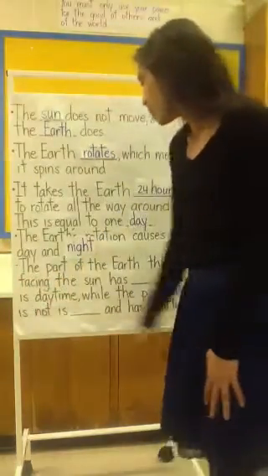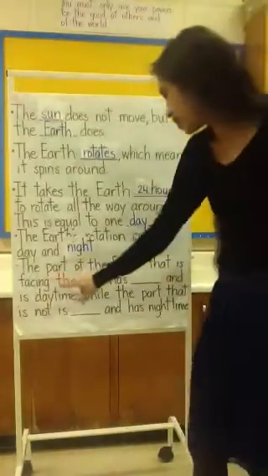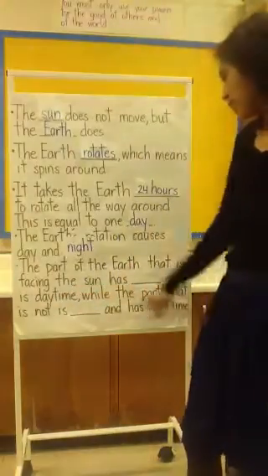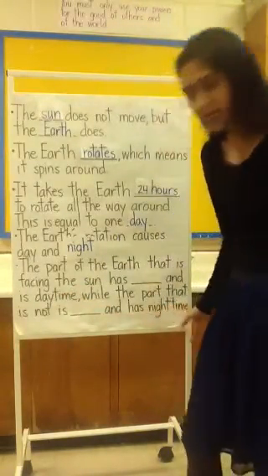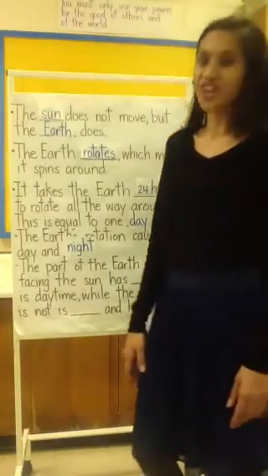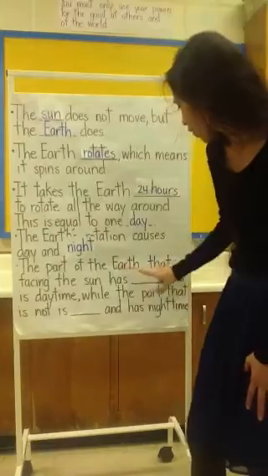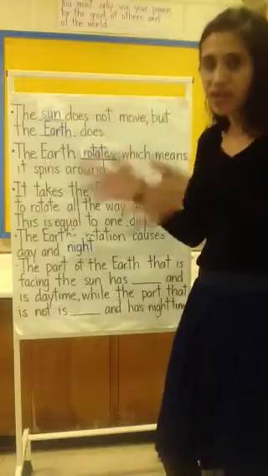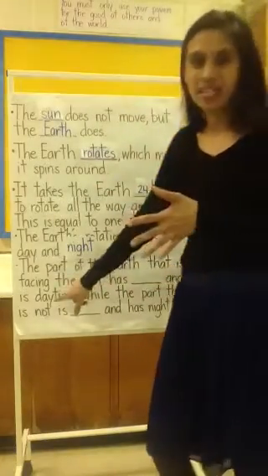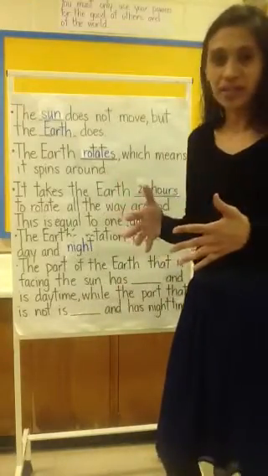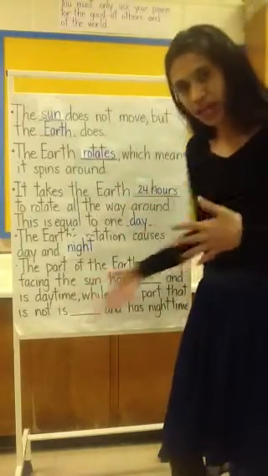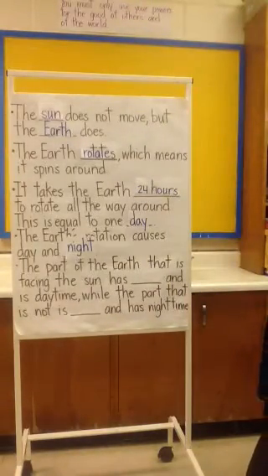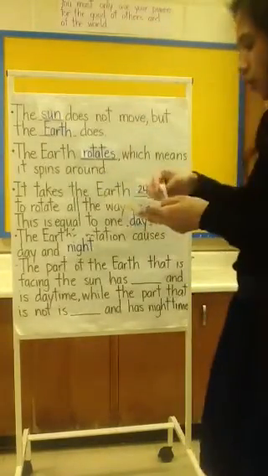We are almost done. The part of the Earth that is facing the sun has blank and is daytime, while the part that is not is blank and has nighttime. That was a long sentence. I'll read that one again. The part of the Earth that is facing the sun has blank. So think about that. The part of the Earth that's looking at the sun. What does that part have? And it's daytime. While the part that's not facing the sun, the other side, is what? And it's nighttime. So I have 2 last words. Hope you remember the last 2 words that we have. We have dark and light, so let's figure out where those go.